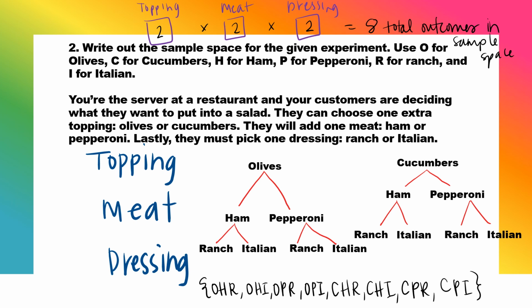Close the set. Let's make sure we have 8 outcomes here. 1, 2, 3, 4, 5, 6, 7, 8. So I've got all 8 possible outcomes for my salad.